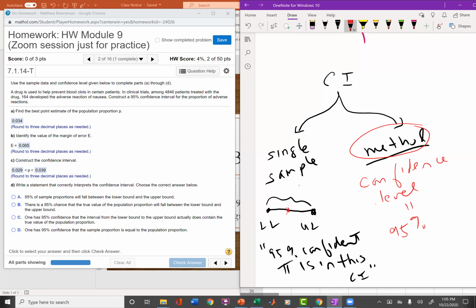So A is wrong. B, there's a 95% chance. That's totally wrong. As soon as you see 95% chance, that's going to be wrong. And in this case, we can read a little further and we'll see that it's definitely wrong, that the true value of the population parameter will fall between our lower and upper limits. And again, that interpretation for an actual confidence interval is always wrong.